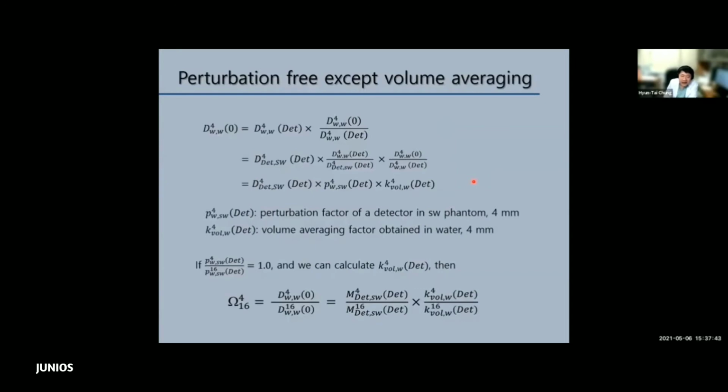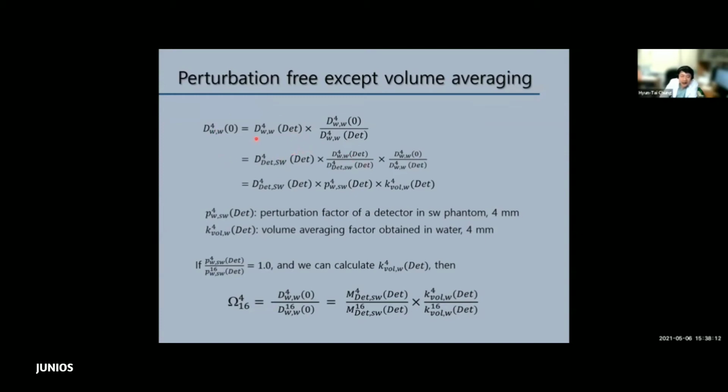So TRS-483, we can go further. 483 suggested to use a detector which is perturbation-free except volume averaging, if it is possible. It means we need to use some detector material whose density is very similar to water, not like diamond, not like diode. So the plastic scintillator will be a candidate.